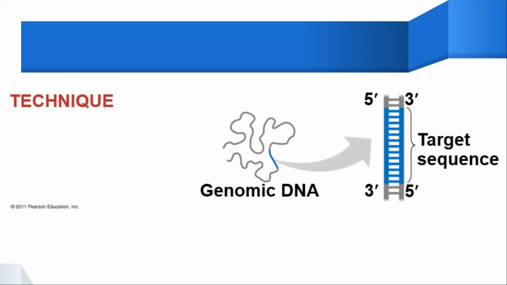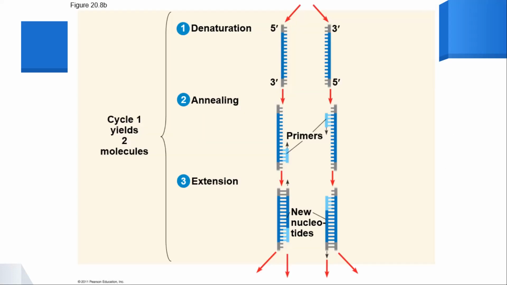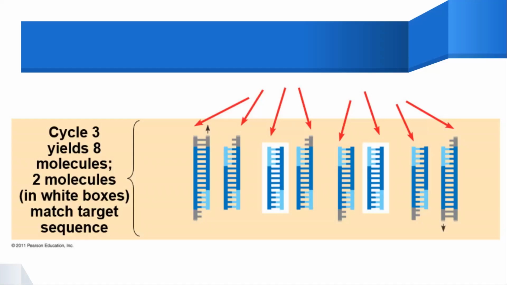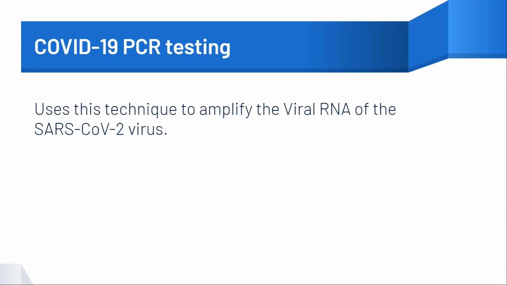So again, you're starting with a piece of DNA with a target sequence. You're doing the hot-cold cycle to make a copy of the DNA, and then it's going to do another copy and another copy, and so it's going to keep doubling and doubling each time it goes through that sequence.